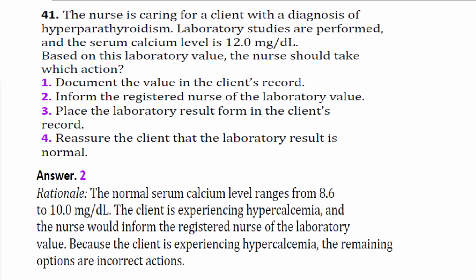Let's begin. 41. The nurse is caring for a client with a diagnosis of hyperparathyroidism. Laboratory studies are performed, and the serum calcium level is 12.0 mg/dl. Based on this laboratory value, the nurse should take which action? 1. Document the value in the client's record. 2. Inform the registered nurse of the laboratory value. 3. Place the laboratory result form in the client's record. 4. Reassure the client that the laboratory result is normal.